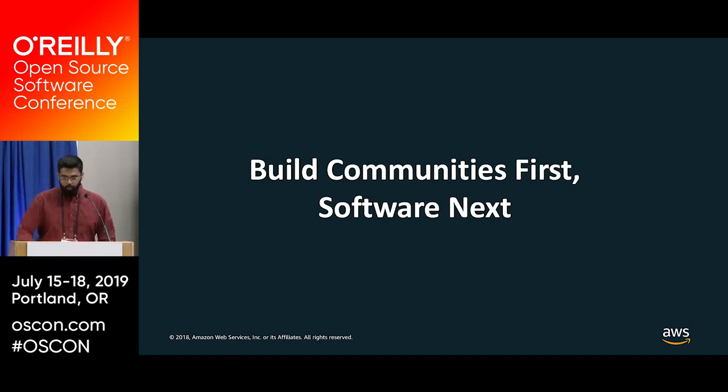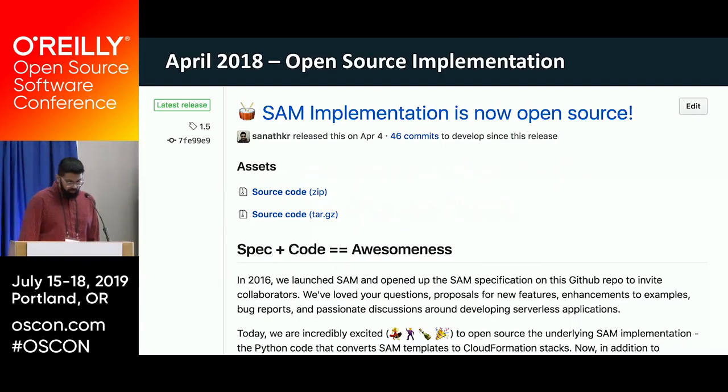We realized that if we build a vibrant community around SAM, we can combine the agility of open source development with the quality assurance practices that AWS has, and build high quality software. And so we eventually open sourced SAM in April 2018. This is when the implementation was open source, and then we subsequently also released other products and tools around SAM that ended up being open source as well.